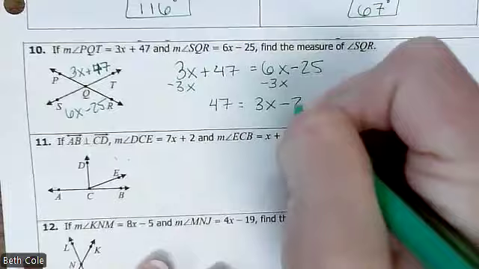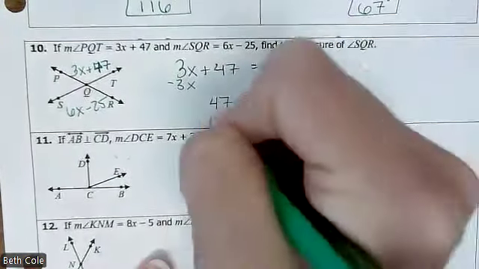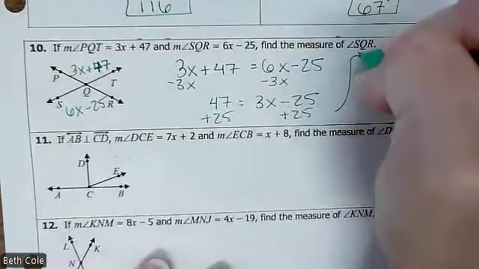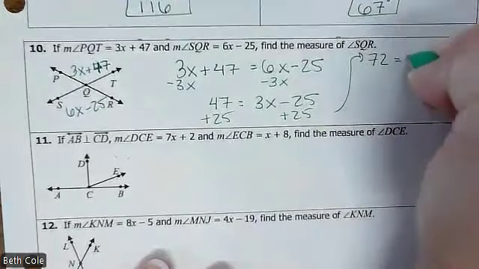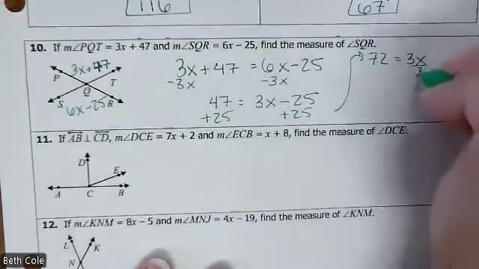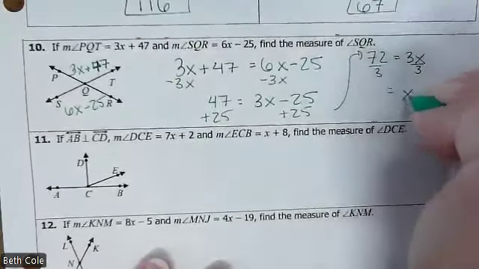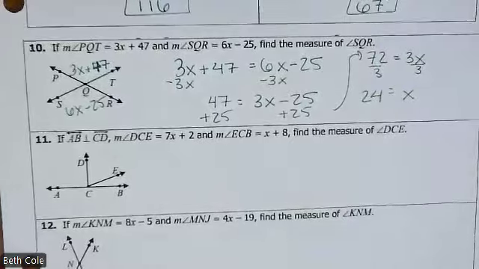3x, good. Minus 25, good job. And then plus 25, I'm going to have to come over here because I ran out of space. That's going to be 72 equals 3x. And then divide by 3. X is 24. Let me make sure I did that right in my head.